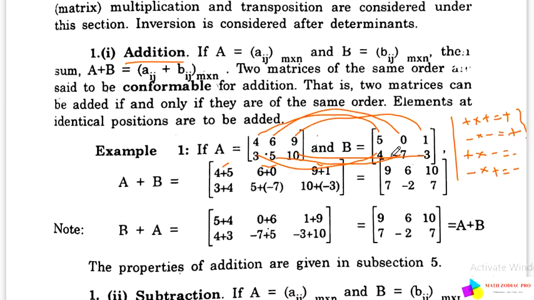So A plus B equal to 9, 6, 10, 7, minus 2, 7. The same for B plus A: we get 9, 6, 10, 7, minus 2, 7. So A plus B equal to B plus A. Note that A plus B equal to B plus A.